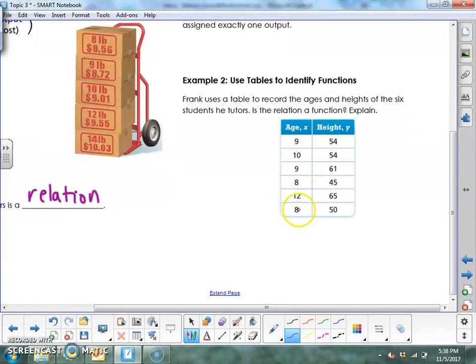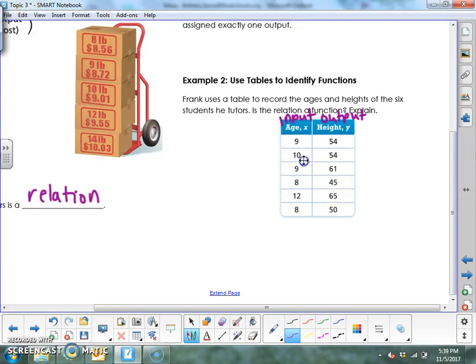So the age is our x. These are our inputs, and our heights are our outputs. Again, your height is depending on how old the child is. So looking at this, I have inputs here. Notice that I have 9 and 10, 2 9s and 2 8s, and that's okay. You can have a repeating input that's happening here.